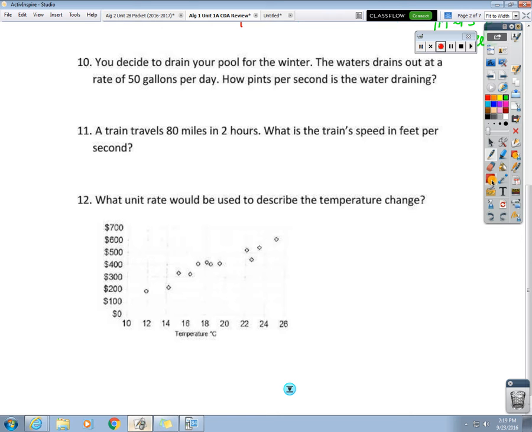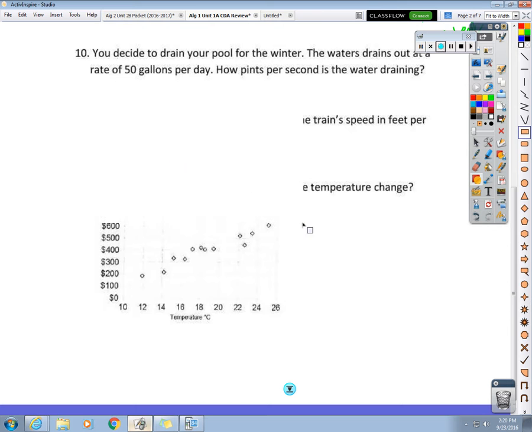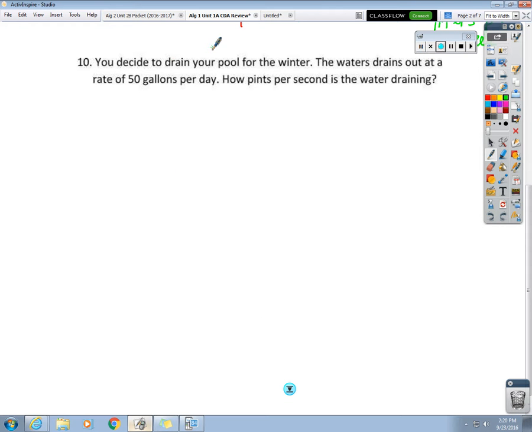Okay, they gave you the question in what units? Gallons per day. They want the answer in what? Pints per second. Doesn't that mean we have to change gallons to pints and days to seconds? Okay, well let's just start with one at a time. Let's start with 50 gallons. And we're going to change it over to pints.